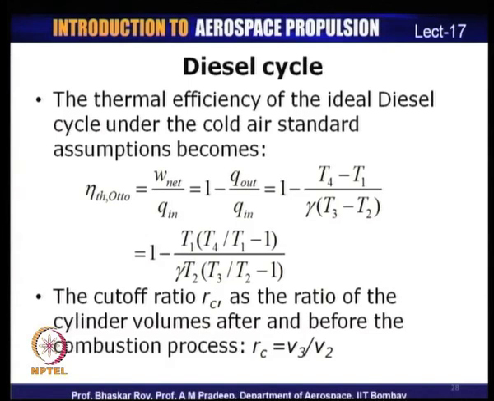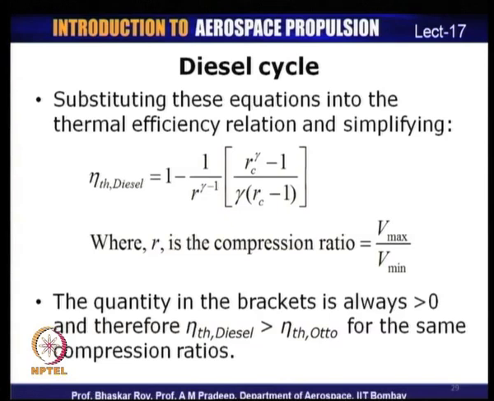So, if we were to assume this ratio, which is the cutoff ratio, then we have the efficiency of the ideal diesel cycle as 1 minus 1 by R raised to gamma minus 1, multiplied by Rc raised to gamma minus 1 divided by gamma times (Rc minus 1), where R is the compression ratio which we have defined even in the Otto cycle, Vmax by Vmin.